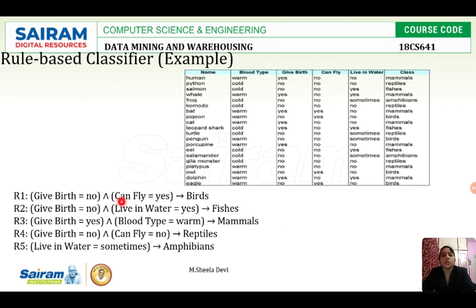Again, the second rule is: if it is not giving birth and lives in water, then it will come under the category fishes. So like this we can create the rules.